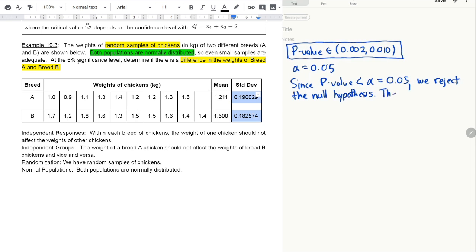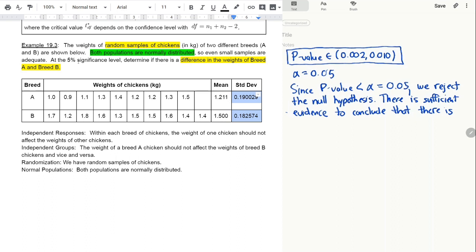This means that there is sufficient evidence to conclude that there is a difference between the mean weights of chickens.